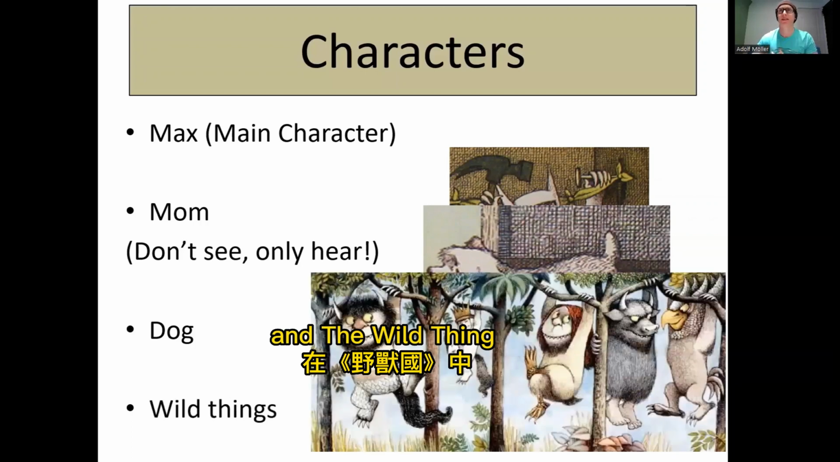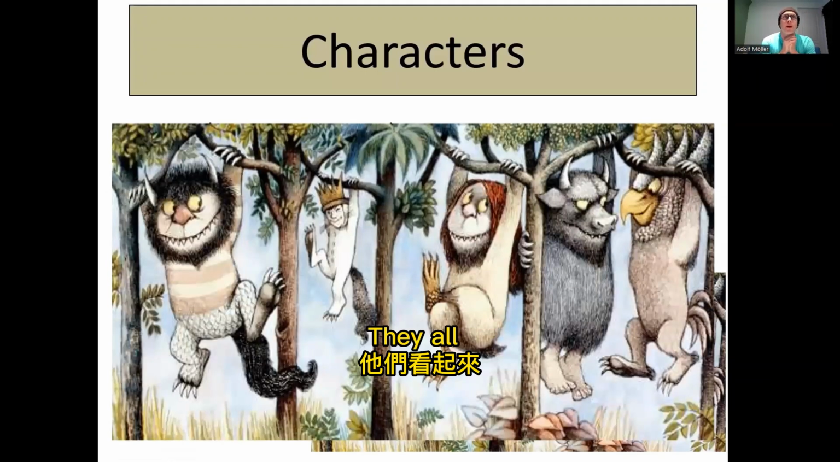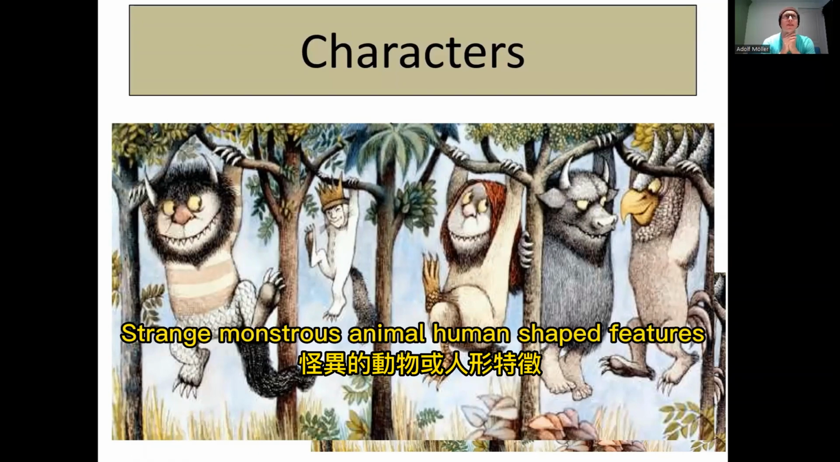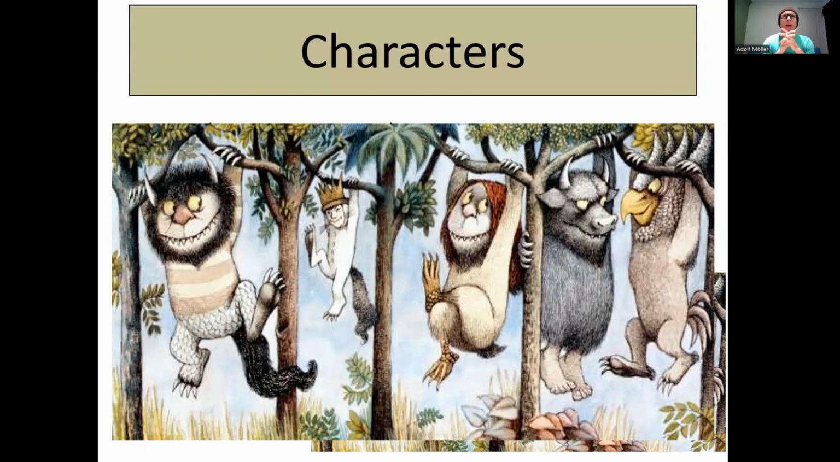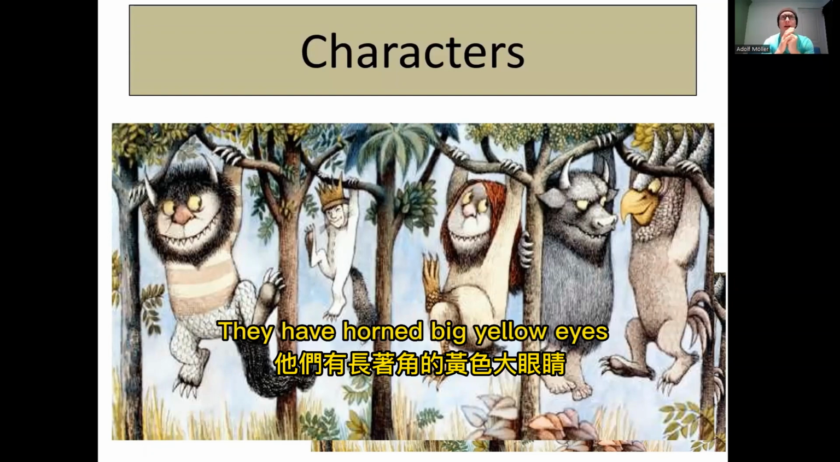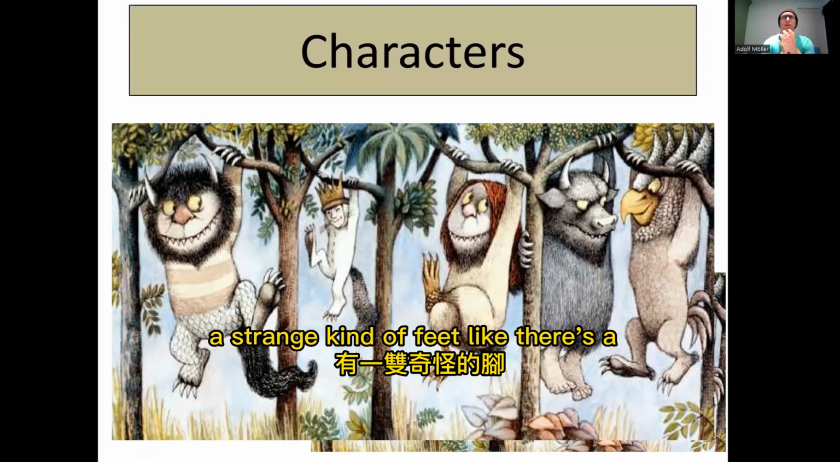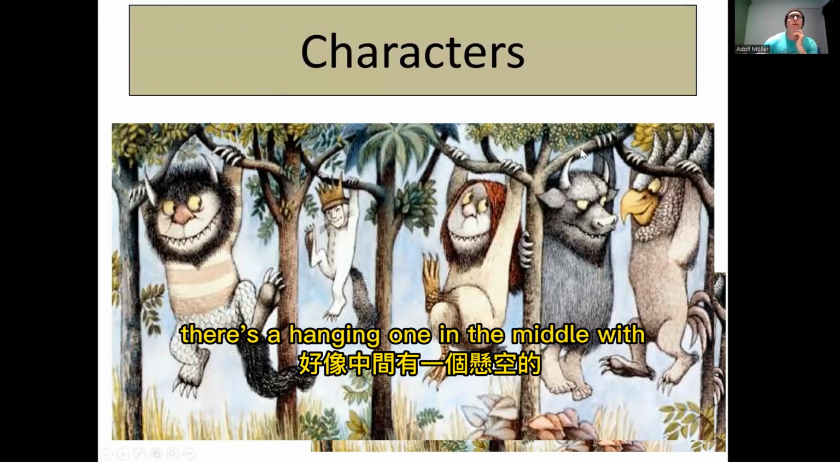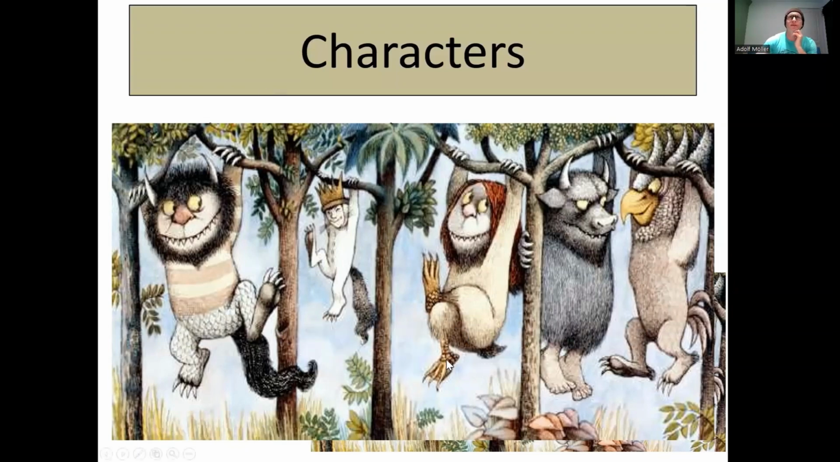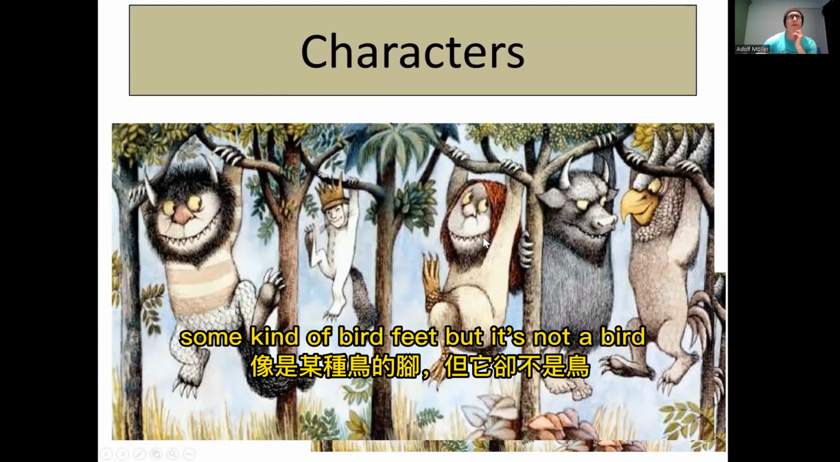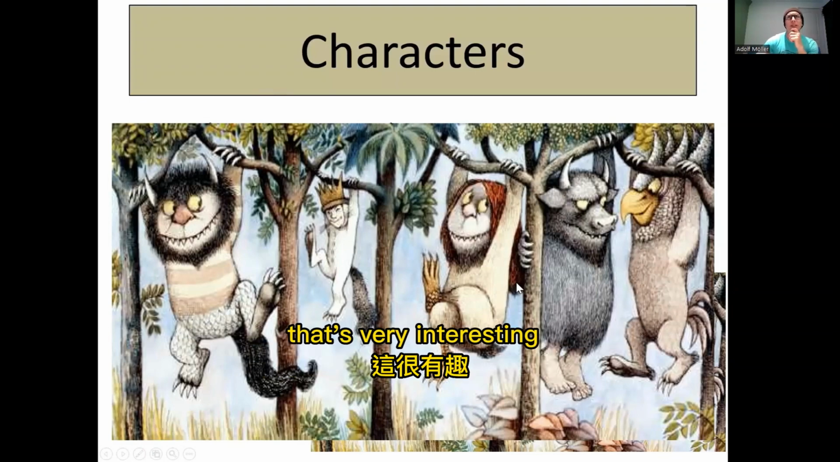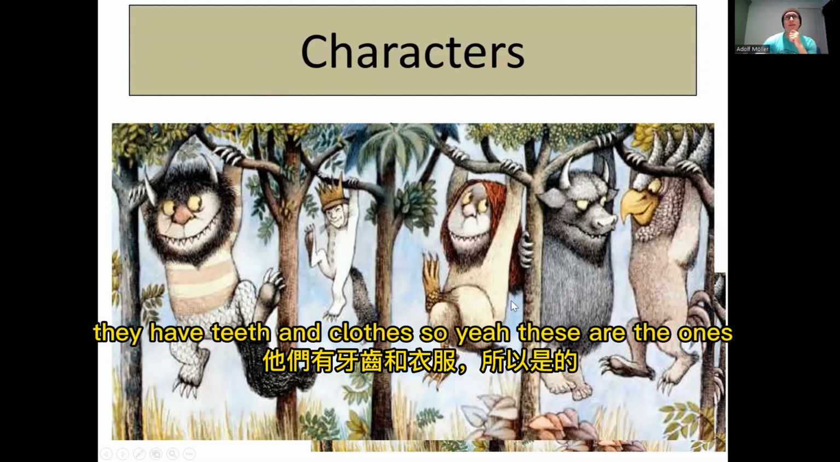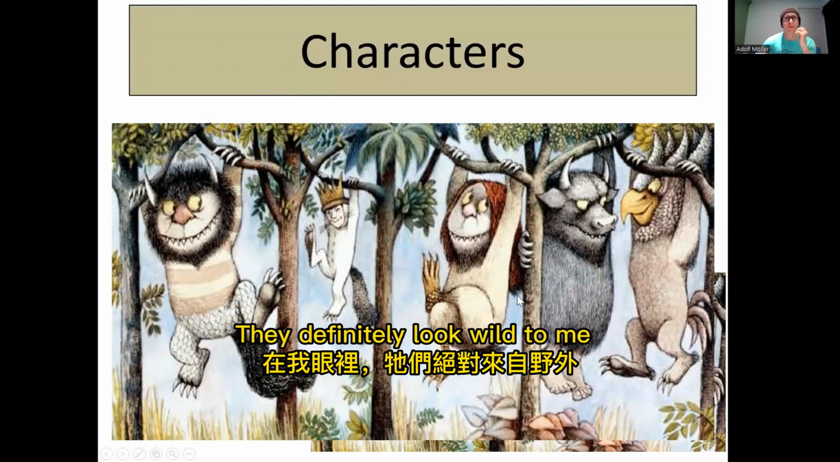Then the wild things. But as you can see, they all look kind of strange. Strange, monstrous, animal, human-shaped creatures. They have horns, big yellow eyes. They have strange kind of feet. Like here's a hanging one in the middle with some kind of bird feet, but it's not a bird, and they've got hair. That's very interesting. They have teeth and claws. So yeah, these are the wild things. They definitely look wild to me.